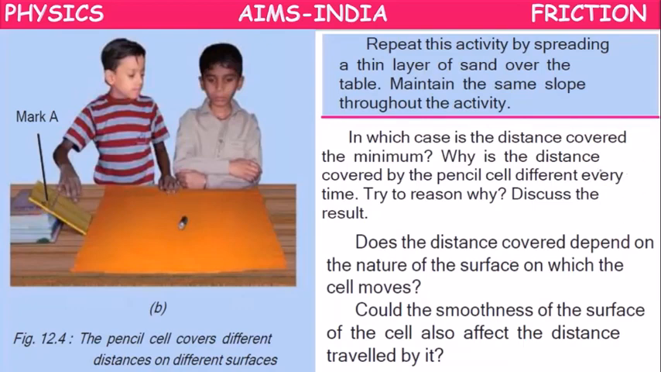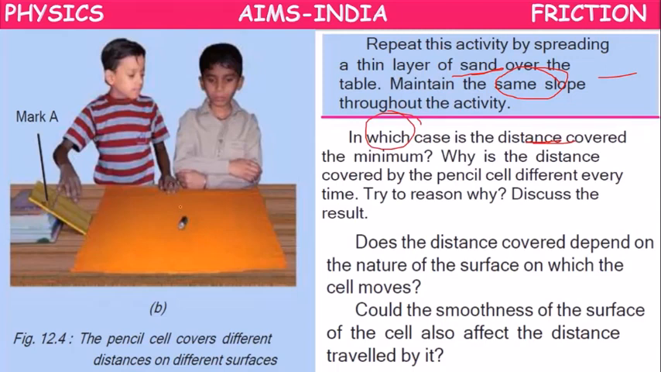Now repeat this activity by spreading a thin layer of sand over the table. In all three cases, maintain the same slope, the same kind of inclined plane. So after rolling the pencil cell three times, what do you observe? In which case will the distance be minimum?